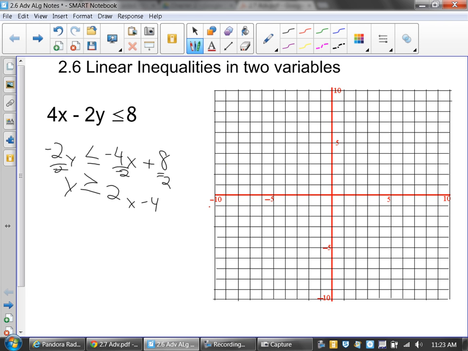You go ahead and start your plot like you would normally. We start at negative 4 and you walk the slope of 2. Will that become a solid or a dotted line when you fill it in? Solid as a rock. And then you've done about half of what you need to do.